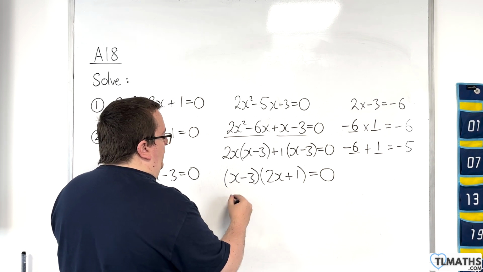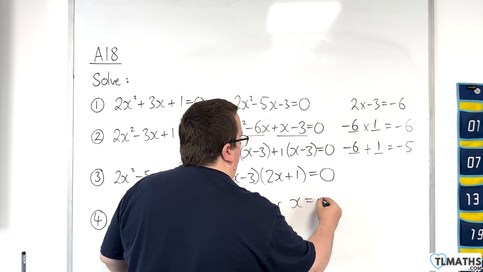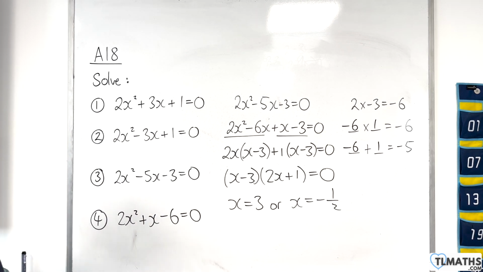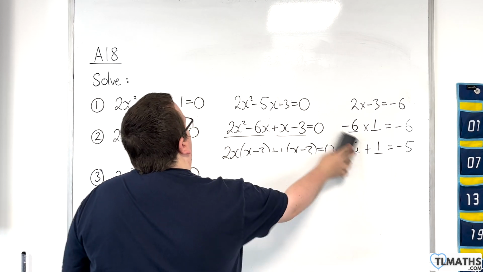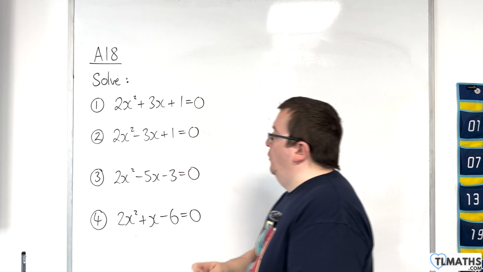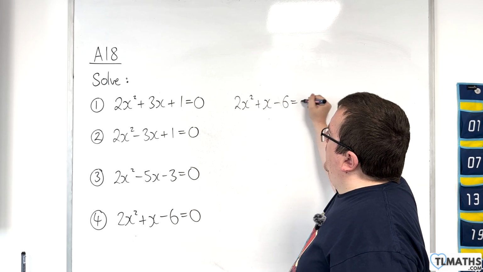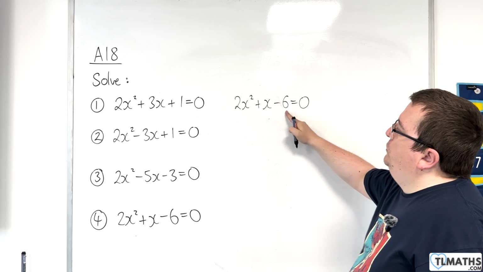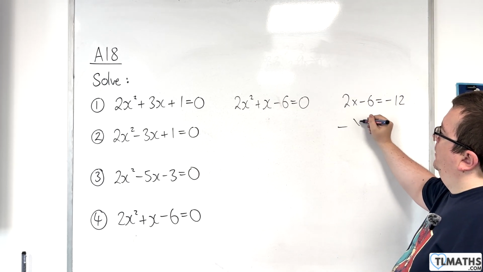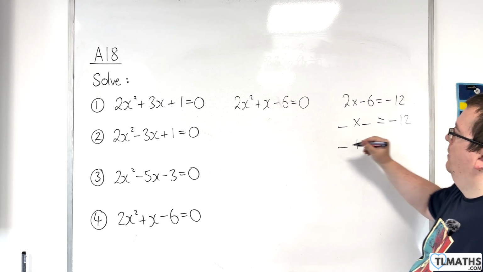So either this bracket is 0, in which case x is 3, or this bracket is 0, in which case x is minus a half. Okay. So number 4, 2x squared plus x take away 6 is 0. First of all, 2 times minus 6 is minus 12. So we want two numbers that multiply together to make minus 12, but add together to make 1.